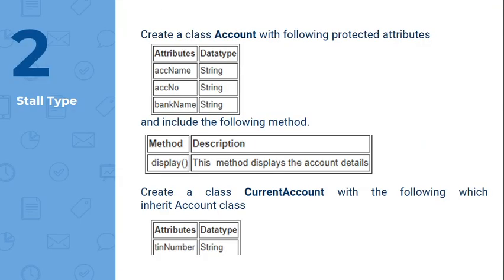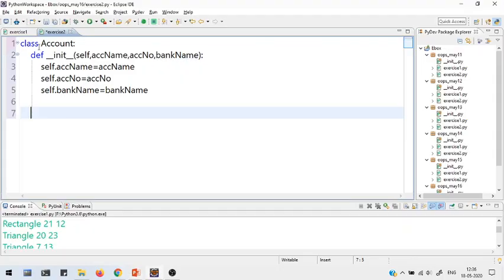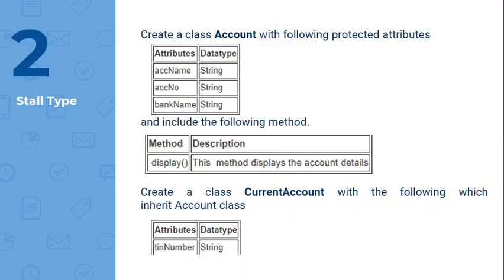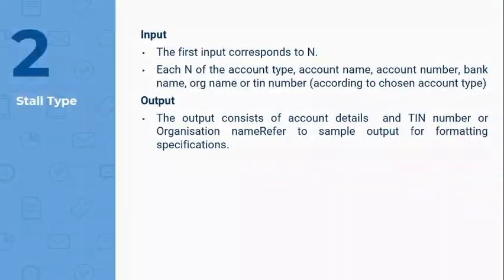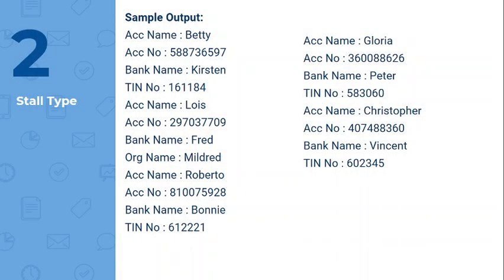Then we have to create a display method that displays the account details, and the format of account details is not given, so let us check the sample output. So the output, this is the format: account name, space, a colon, space, the name, and similarly the rest of the details.